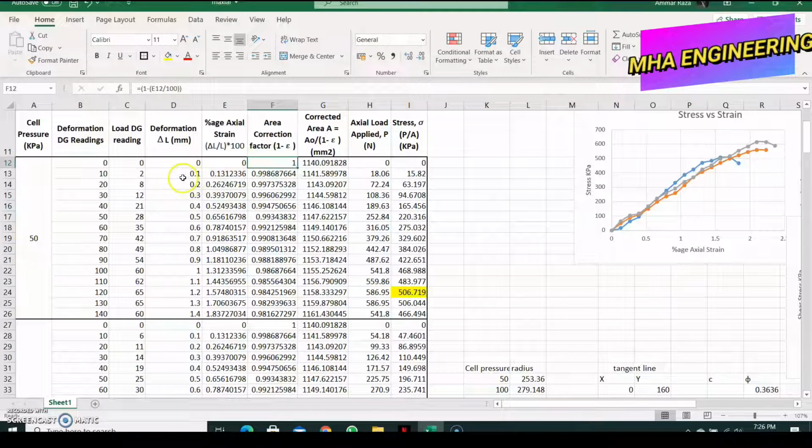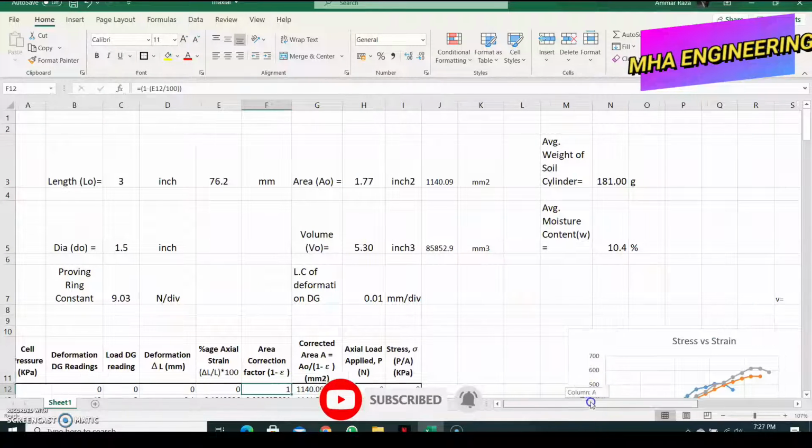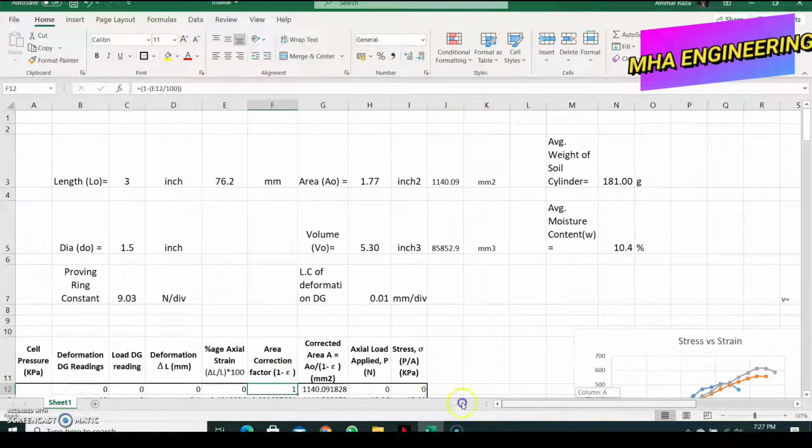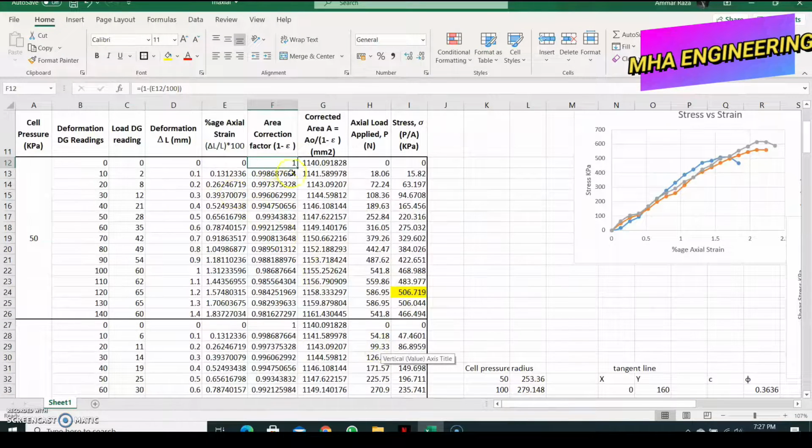unconfined compression test. Multiply deformation dial gauge readings with the least count 0.01, and you get the deformation. Strain is equal to change in length over total length. The correction factor is the same as we determined for the previous experiment in the unconfined compression test. So the correction factor will be the same, so the corrected area will also follow the same pattern, and load and stress are the same.